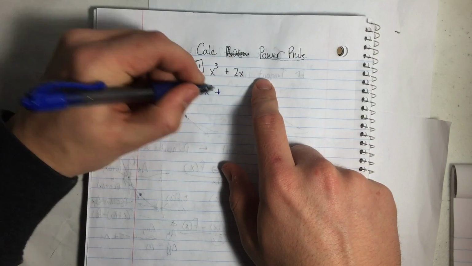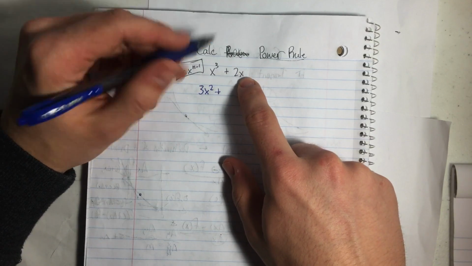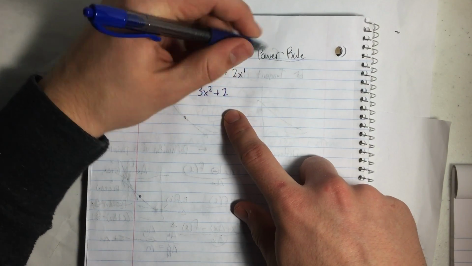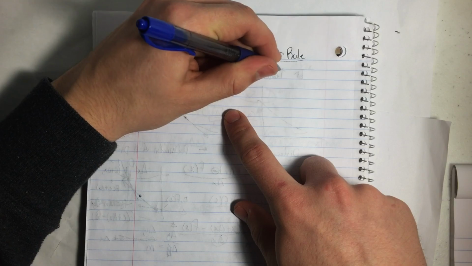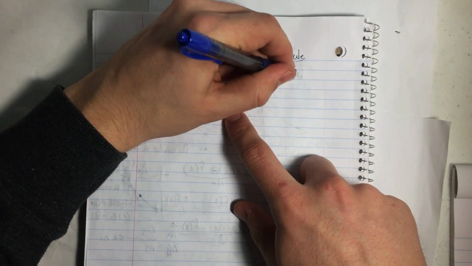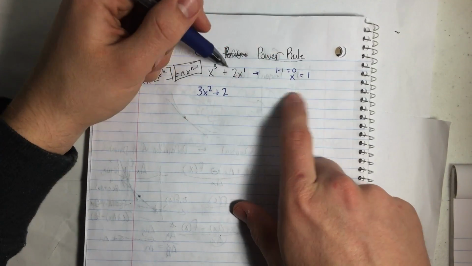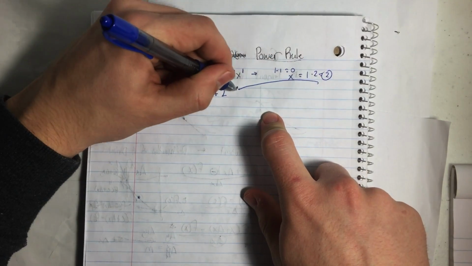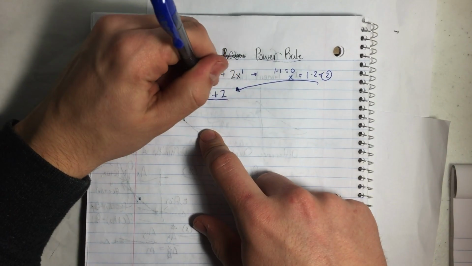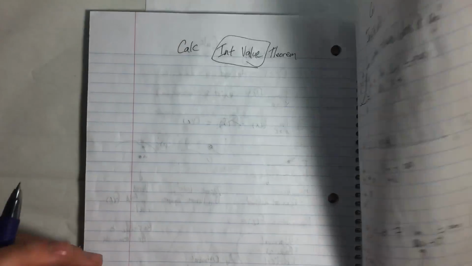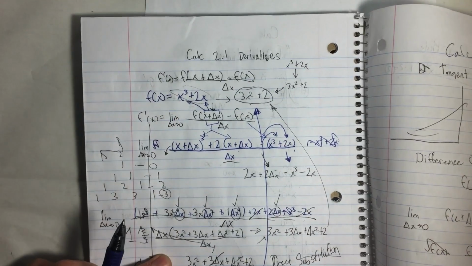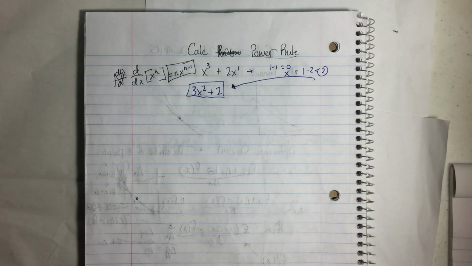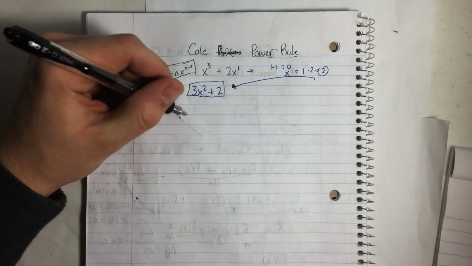And then we're going to add the next term, so x is to the first power, so that becomes 2. And this is x to the first, which 1 minus 1 is 0, so we're going to have a 0 in the exponent, and x to the 0 is going to equal 1, and 1 times 2 still equals 2, so that's why we're writing the 2 right there. And that's all it took to get, instead of this long process, 3x squared plus 2. That was it.